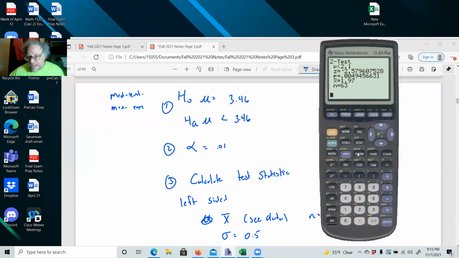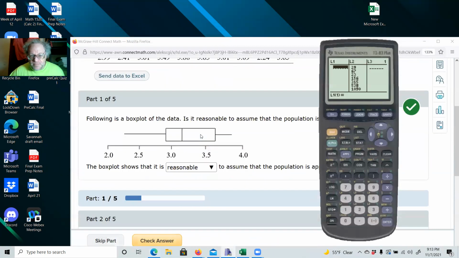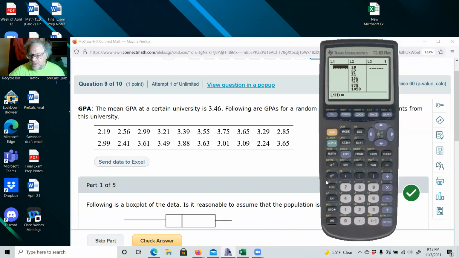So we're going to go to stat. Actually, I'm going to go ahead and clear list 1 here, just to make room for it. Okay. So we're going to go back to stat. We're going to edit a list. We are just going to type these things into the calculator. Okay, so here we go.